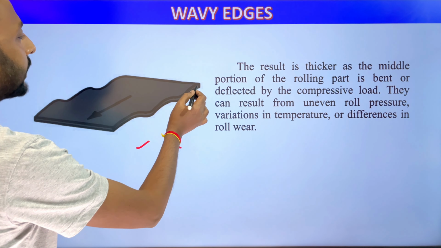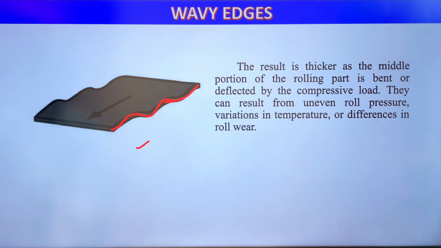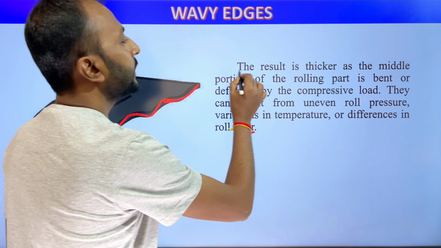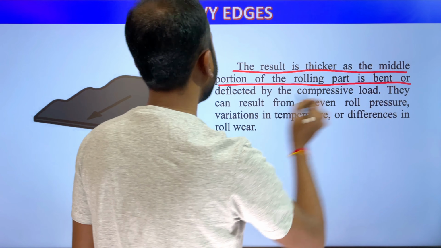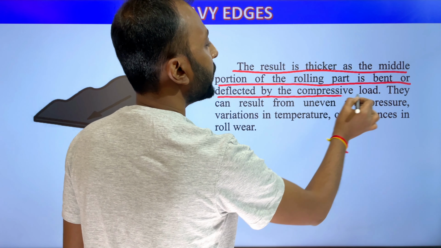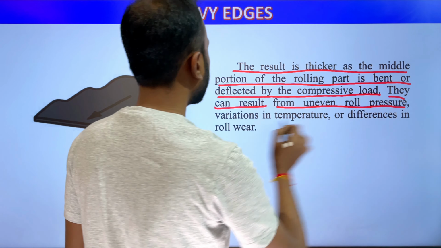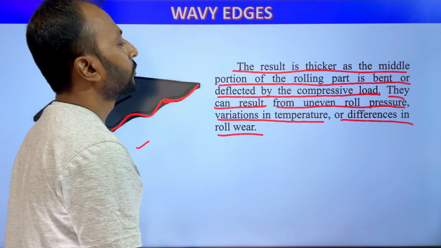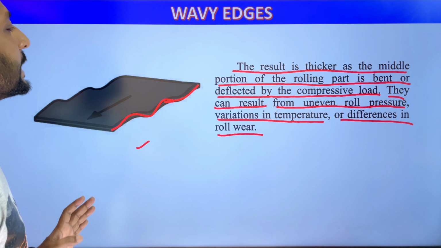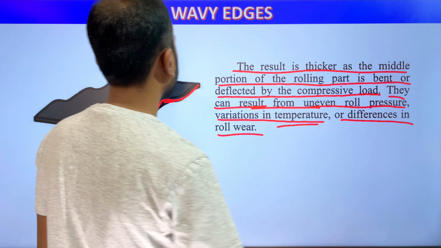The edges are like waves of water. The result is thicker as the middle portion of the rolling part is bent or deflected by the compressive load. They can result from uneven roll pressure, variations in temperature, or differences in roll wear. So this is the wavy edges rolling defect, and this is the cause.